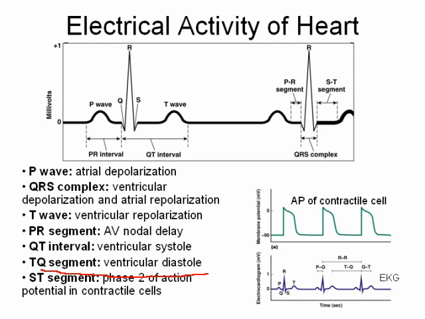Then we have the TQ segment. Now this is the one that is not shown on your diagram, or at least not labeled, but it is the time between the T wave and the next Q wave. And this represents ventricular diastole. So this is the period of time when the ventricle is relaxed. And then the ST segment, shown here, is the time between the S wave, which is shown up here, and the beginning of the T wave. This represents phase 2 of the action potential in contractile cells. Remember, phase 2 was the shoulder region on the action potential in the contractile cells.